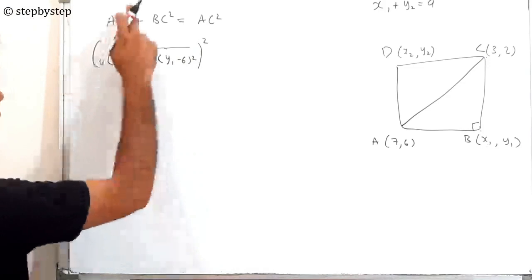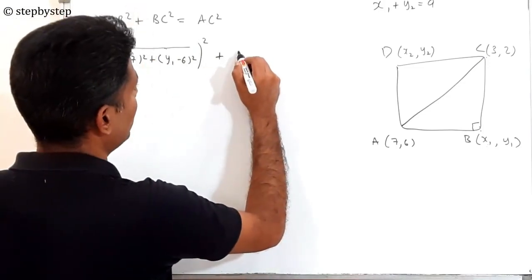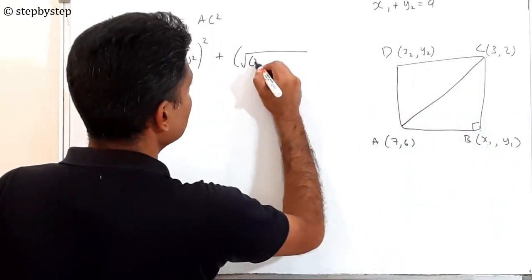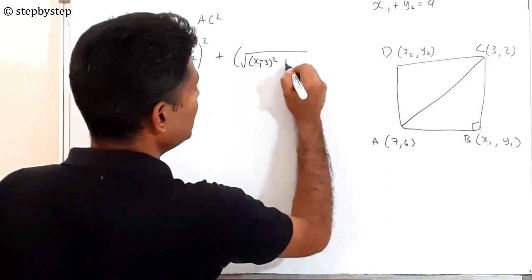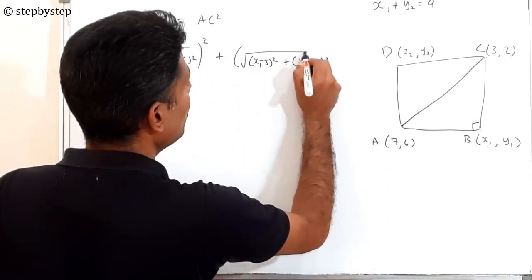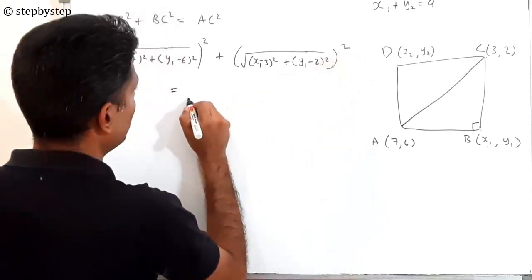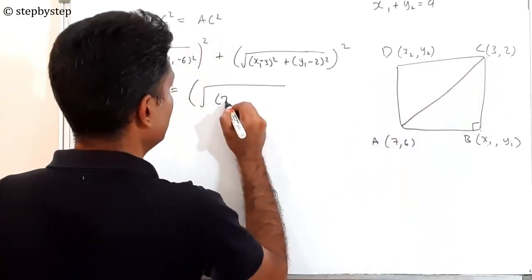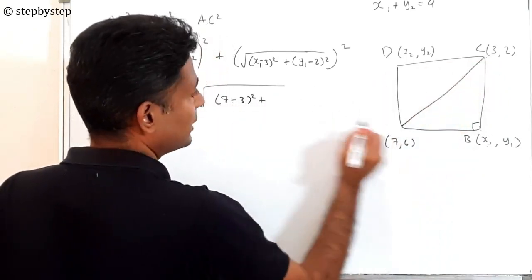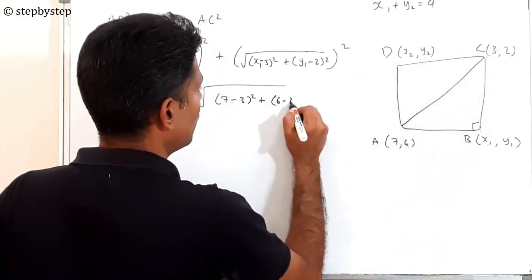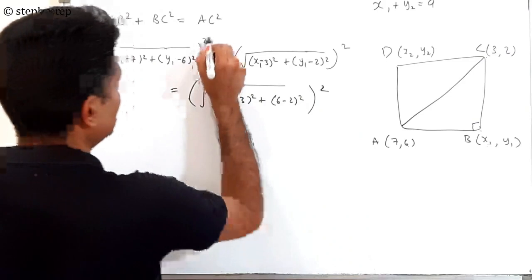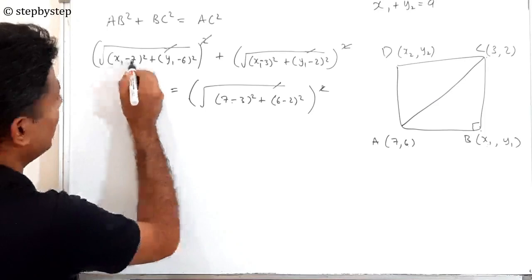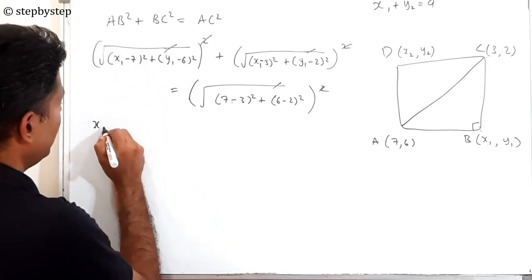Distance formula, AB whole square plus BC whole square. So for BC, x1 minus 3 whole square plus y1 minus 2 whole square will be equal to AC, 7 minus 3 whole square plus 6 minus 2 whole square. Square and square root will cancel. What do we get? x1 minus 7 whole square. Again we have to use the a minus b whole square formula.